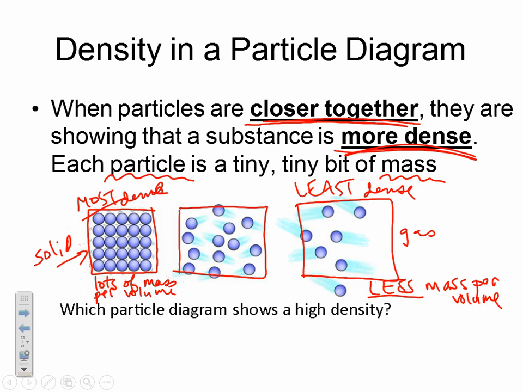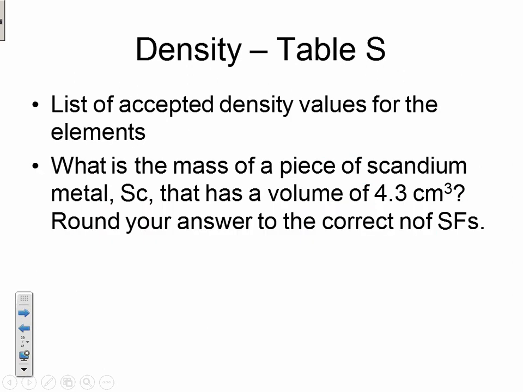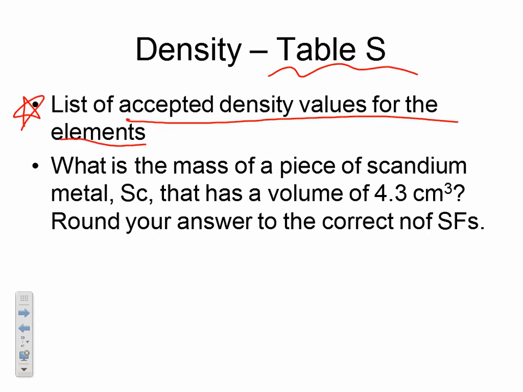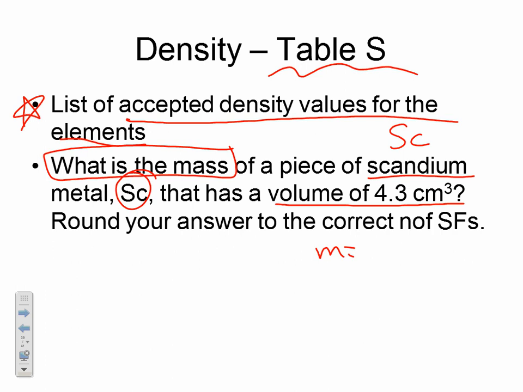Now, the final thing about density is that, again, Table S lists a whole bunch of accepted density values for the different elements on the periodic table. So we can have a question like this: what is the mass of a piece of scandium? So we're going to be looking up scandium, which is Sc, right there, that has a volume of 4.3 cubic centimeters. So it's asking for mass. What is the mass? And it gives us that the volume is 4.3 cubic centimeters.